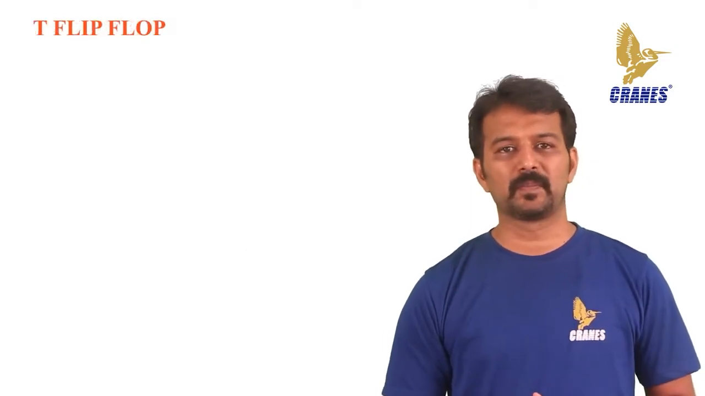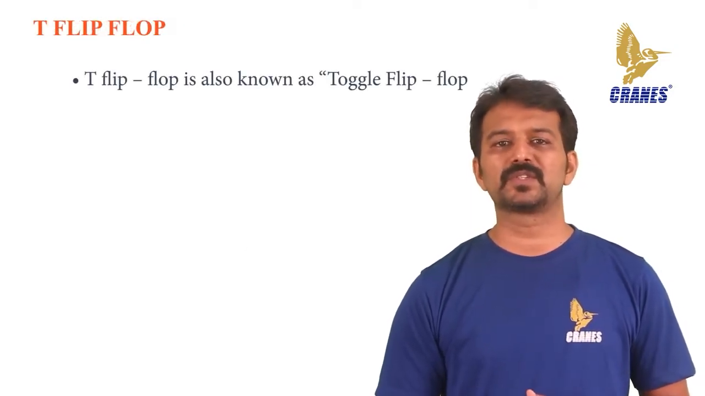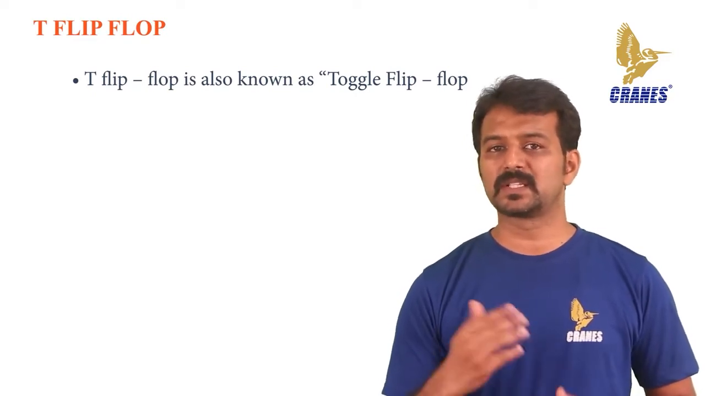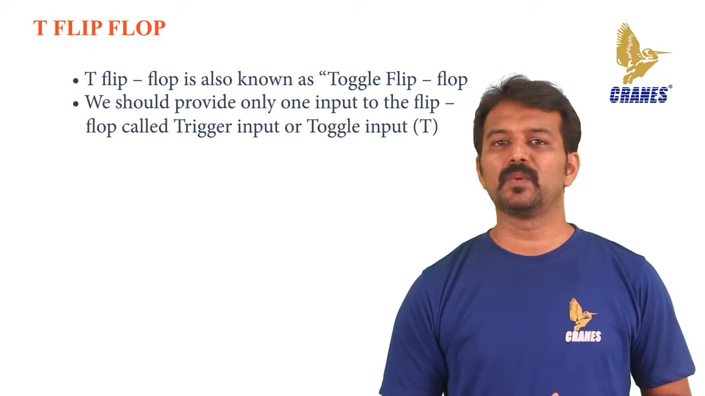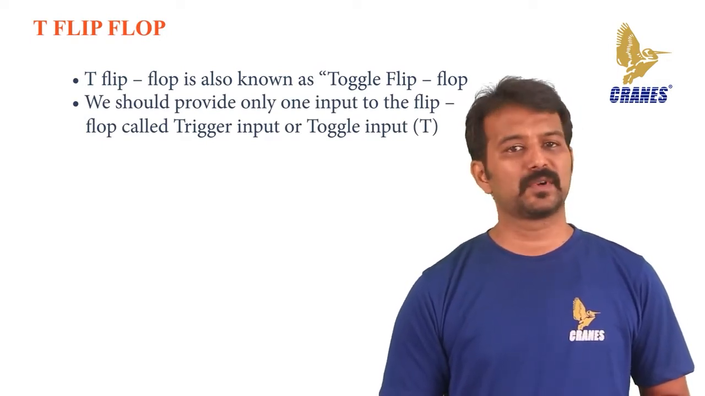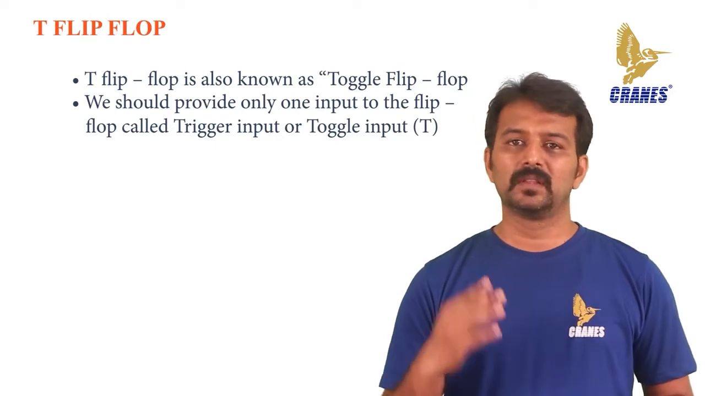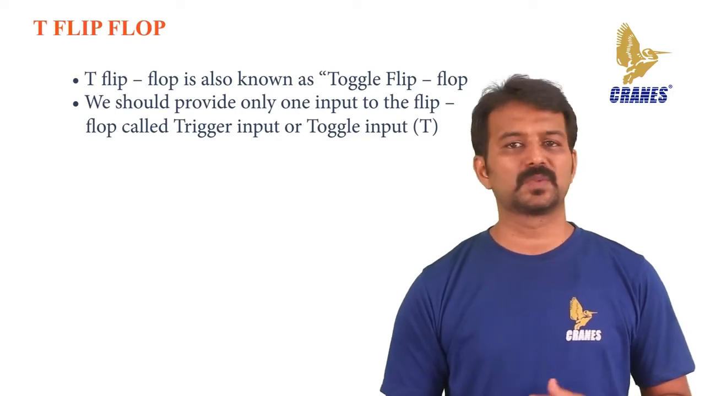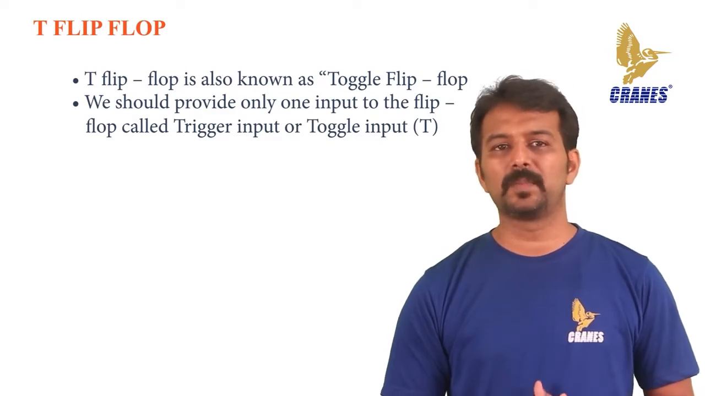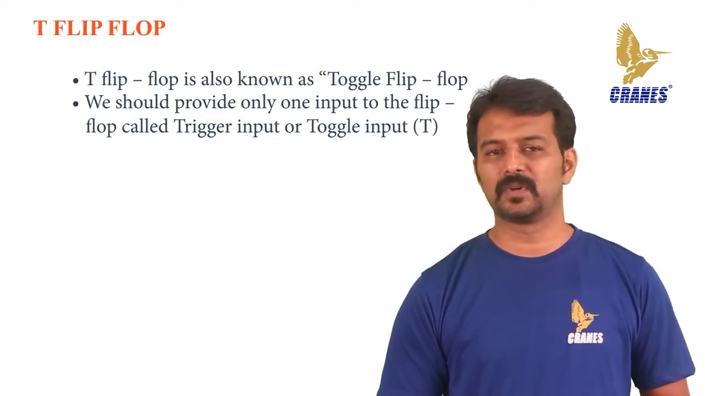Let's look at the T flip-flop. The T flip-flop is also known as the toggle flip-flop. To avoid the occurrence of the intermediate state in the SR flip-flop, we should provide only one input to the flip-flop, which is called the trigger input or sometimes the toggle input. Then the flip-flop acts as a toggle switch. Toggling means changing the next state output to the complement of the present state output.